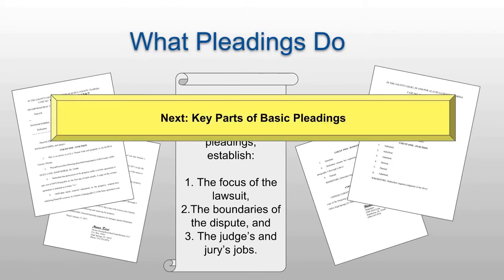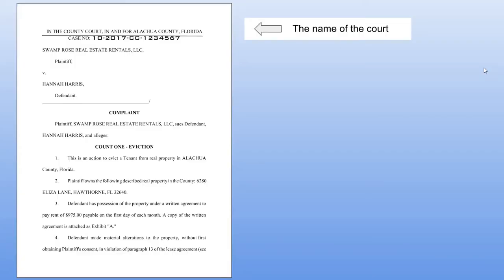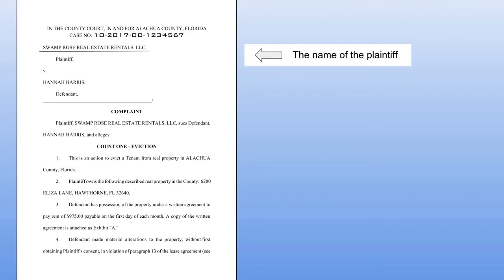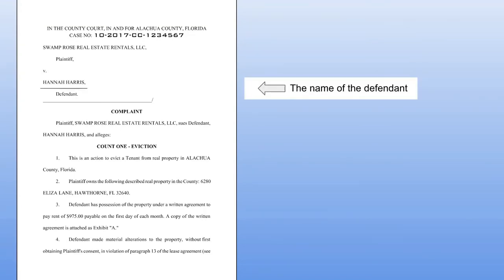Next up, key parts of basic pleadings. Using the Swamp Rose complaint as our example, at the very top of the first page, we see the name of the court. Below that is the case number, which is assigned by the clerk of court when the case is initiated, the name of the plaintiff, and the name of the defendant. And those parts together make up what's called the case caption.